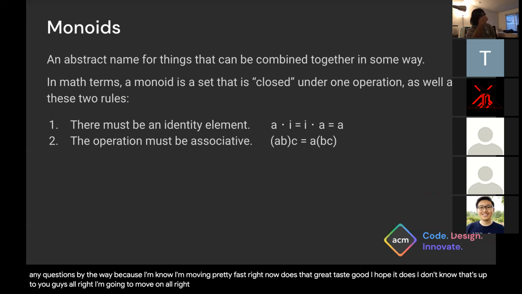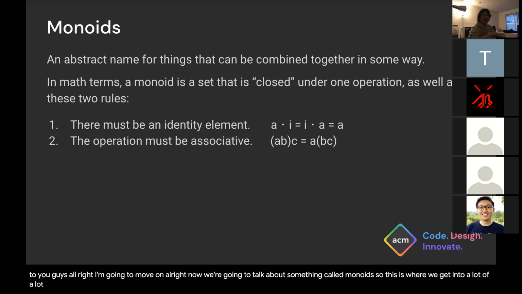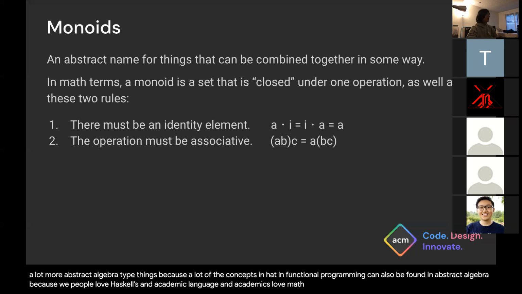All right, now we're gonna talk about something called monoids. So this is where we get into a lot more abstract algebra type things, because a lot of the concepts in functional programming can also be found in abstract algebra, because Haskell's an academic language and academics love math. Haha. Anyway, but yeah.